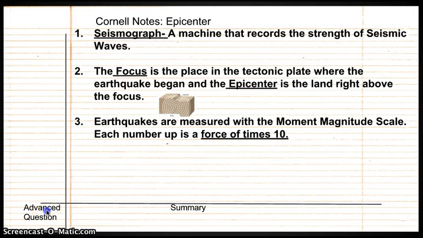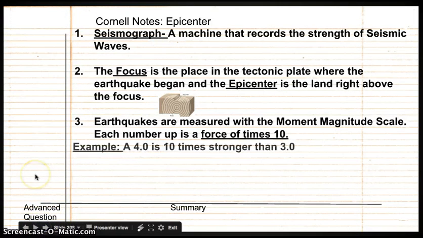And here is an example I'm bringing up right now. So a 4.0 is about 10 times stronger than the 3.0. So you can see that if you multiply times 10 times 10 times 10, you can see that there's a huge increase in energy.